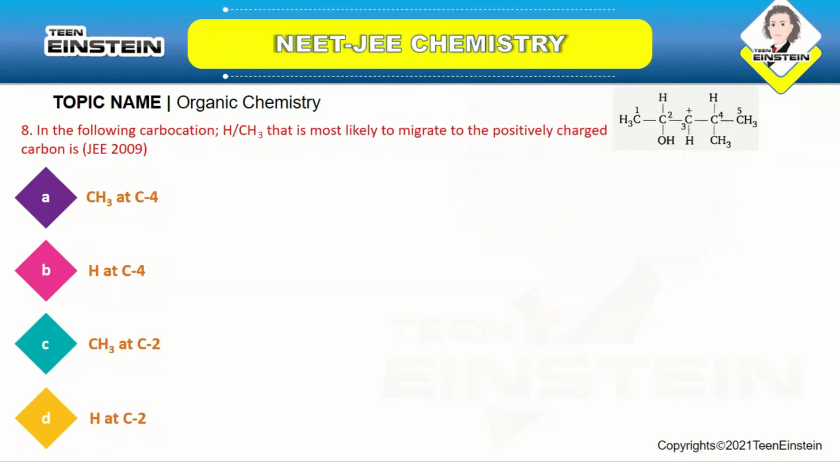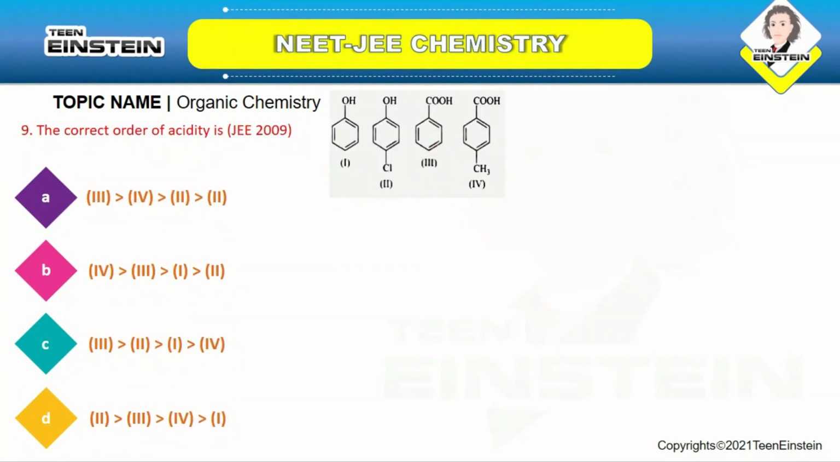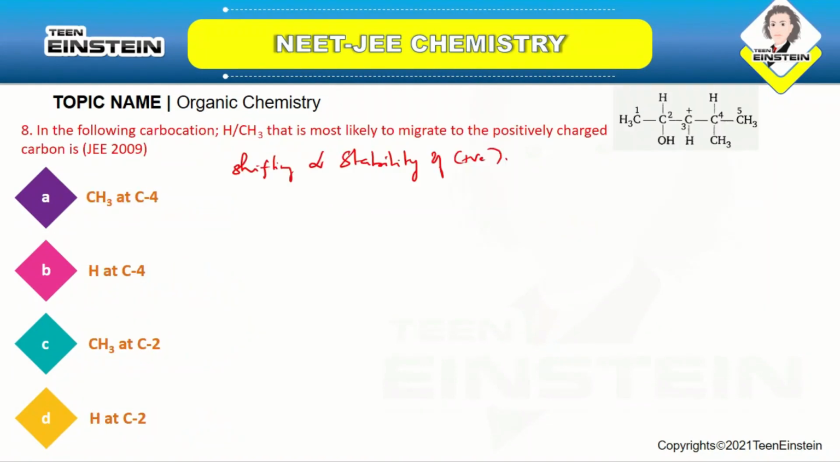Next, move on to the eighth. In the following carbocation, hydrogen or methyl, which is most likely to migrate to the positively charged carbon? Here we want to find the shifting aptitude of the methyl group and hydrogen. Shifting is directly proportional to the stability of the carbocation. So one by one we check the stability.